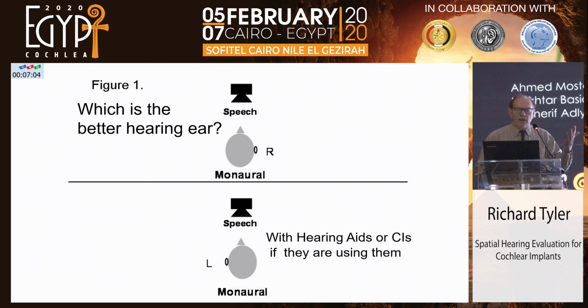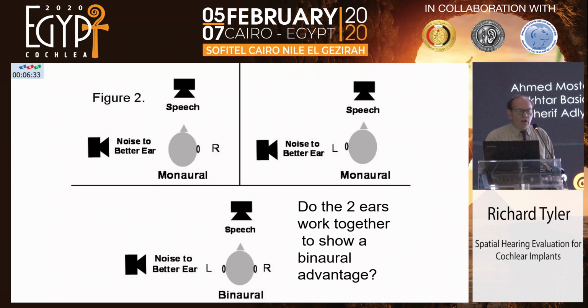So the first step is to test and determine which is the better hearing ear. The child could be wearing a hearing aid or could even be wearing a cochlear implant on one ear, or an adult. So you test the right ear with speech from the front. You test the left ear with speech from the front. And again, if they're already using a hearing aid or a cochlear implant, they can use that. Which ear is hearing better? Well, once you know that, you will put the noise on the side of the better ear. And in this example, the left ear is better.